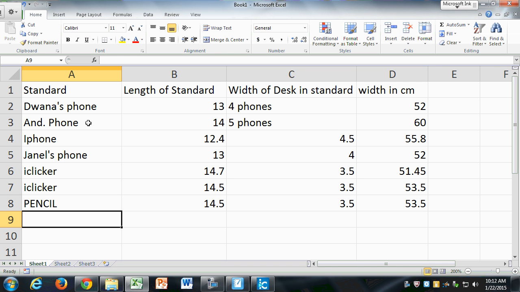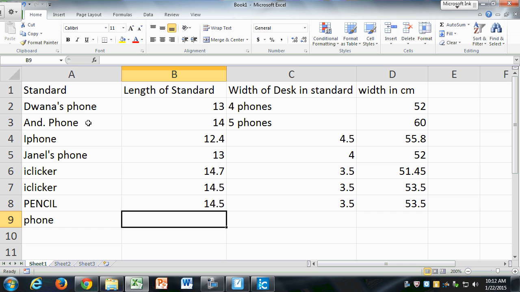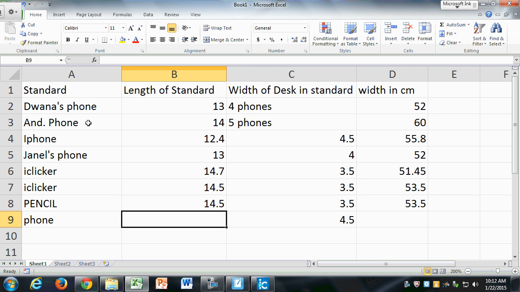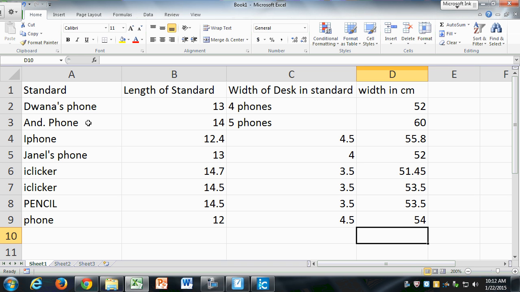Okay. We did cell phone. The desk was 4.5 phones. One phone was 12 centimeters. So 4.5 times 12 centimeters, 54 centimeters for the desk. Okay. Kylie? Is that everybody up?